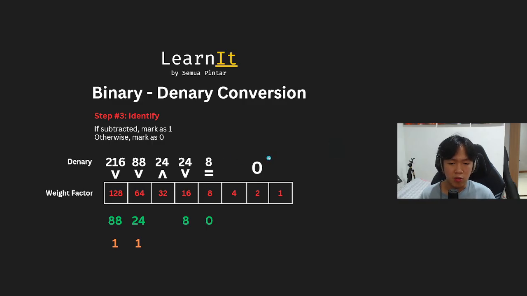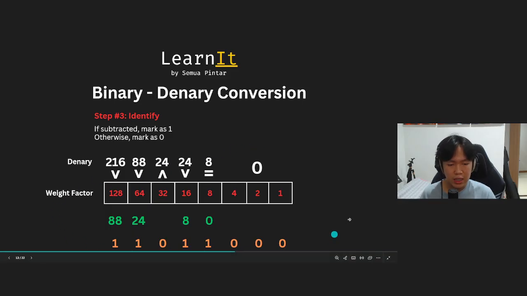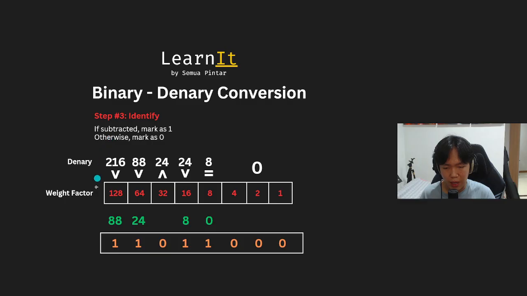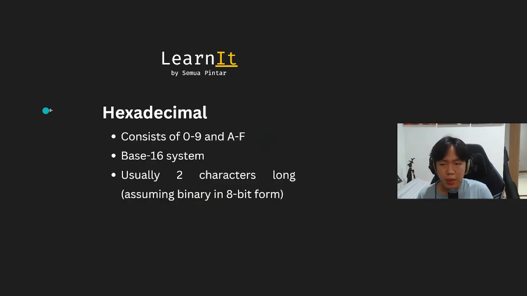Now the next digit, however, we can't subtract, so therefore we add a 0, and then continue this until the entire binary value. And after doing all of that, we have just converted denary to binary. This is our binary value now: 1101 1000. Ta-da! It's that easy. Okay, later we'll try to practice that after this.